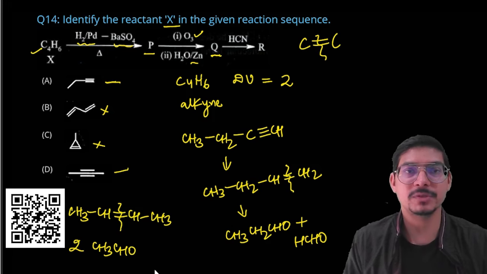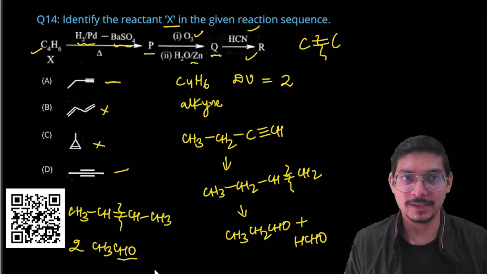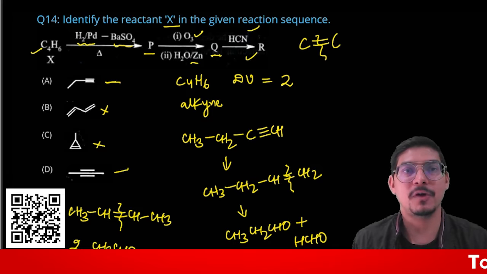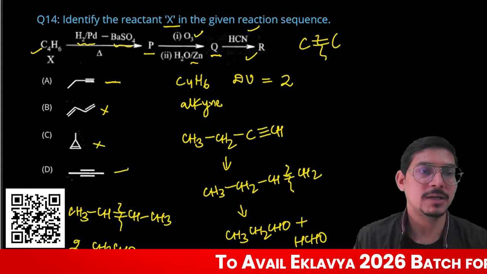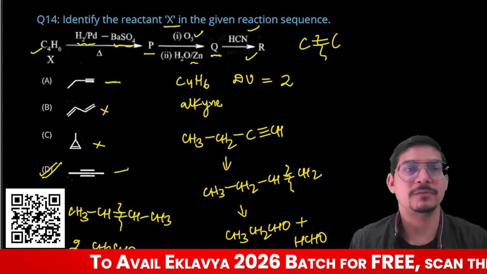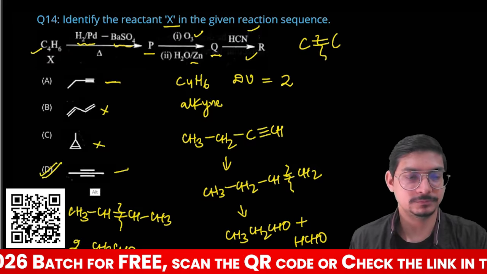Now, this piece of information also fits with the last reaction in the sequence, that the product Q reacts with HCN. Yes, CH3CHO is an aldehyde, and aldehydes react with HCN to form addition products, which we call cyanohydrin. So the correct answer to this question is option D, where the reactant C4H6 is butyne. Thank you.